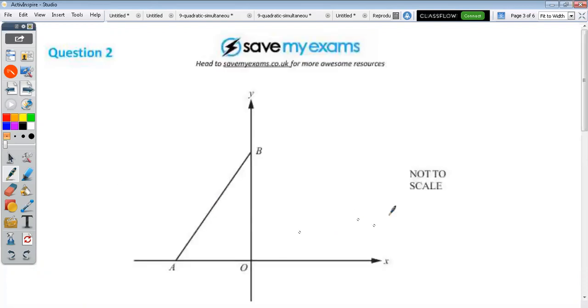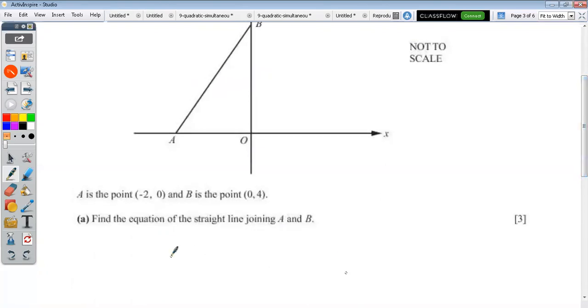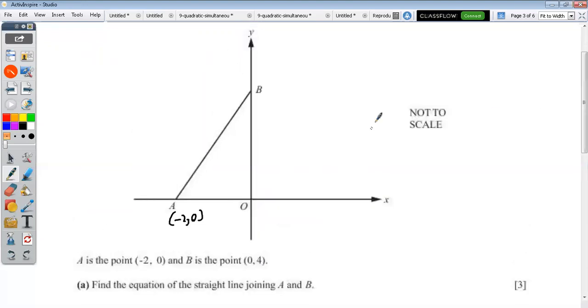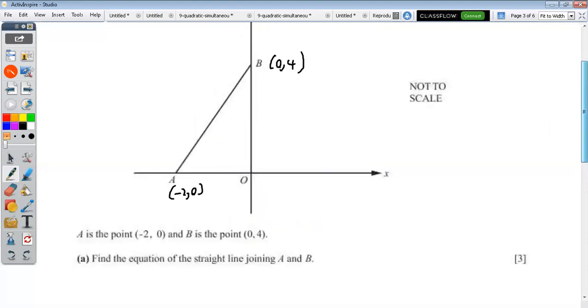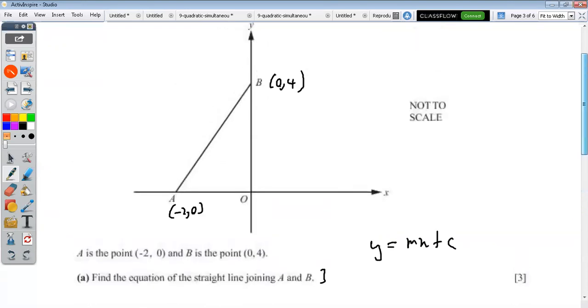Now, we are given a point like this. We are told that A is minus 2, 0. Okay. Then B is 0, 4. Like this. So they're saying find the equation of the line. So we know that a straight line is the equation what? Y is equal to mx plus c.